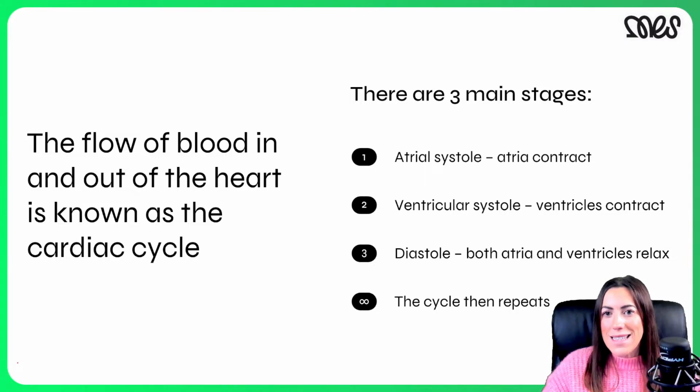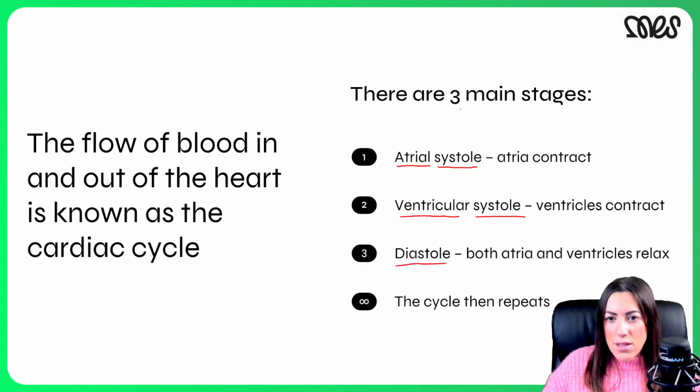So the cardiac cycle, it's a cycle because it happens over and over continuously throughout your whole life. This is what your heart is doing. So the first part of the cycle is atrial systole. So we have the atria contracting. Systole just means contraction, okay? So atrial systole is when the atria contract. After the atria contract, the ventricles contract. So we go to ventricular systole, ventricles contract.